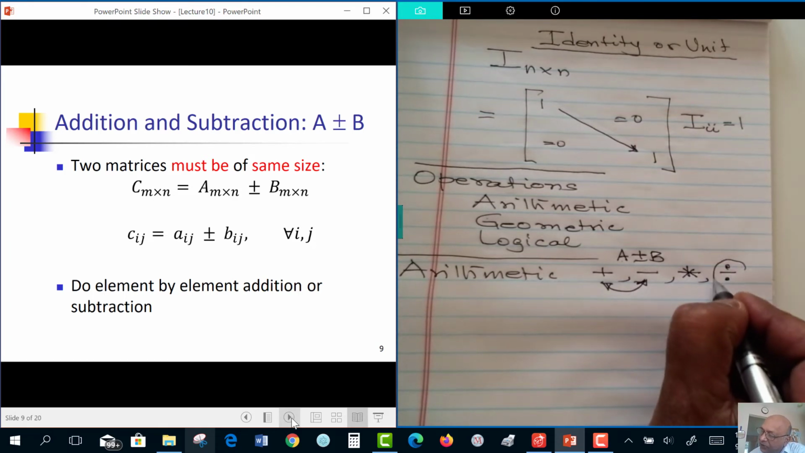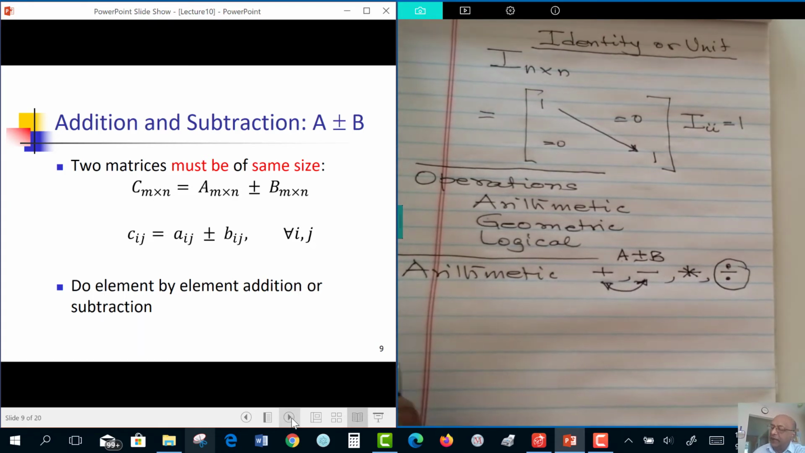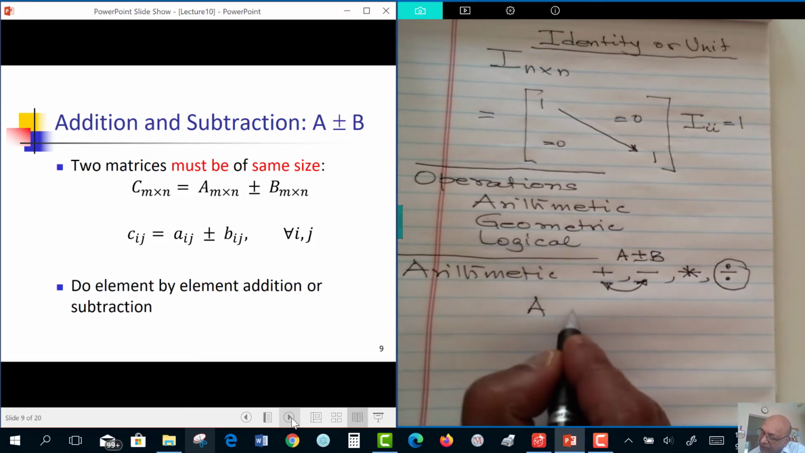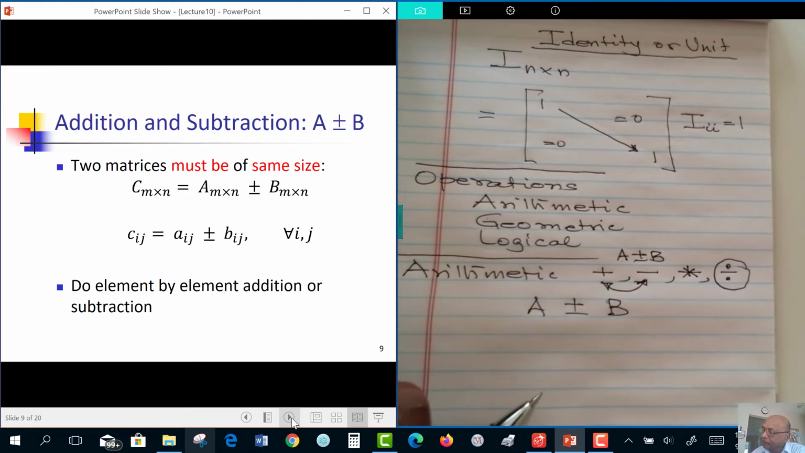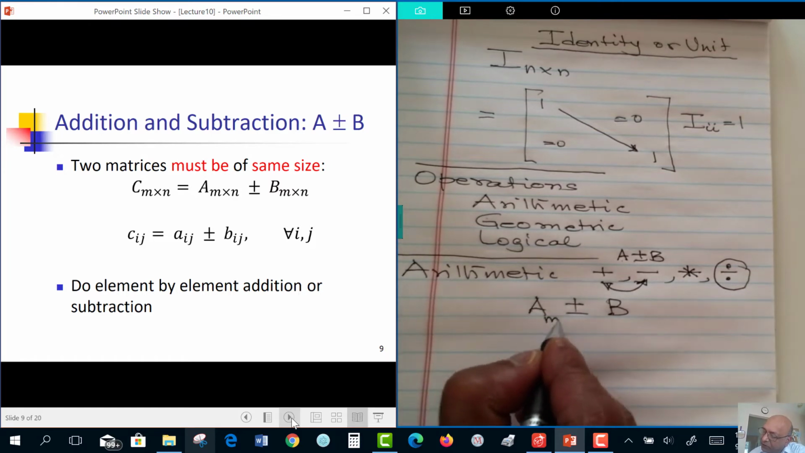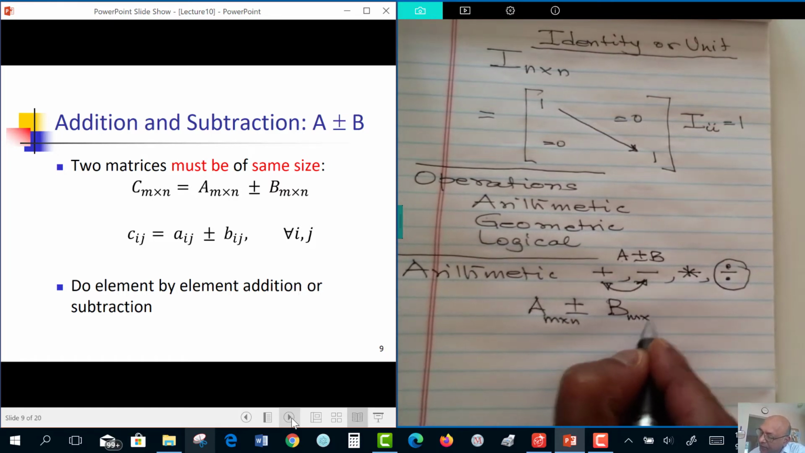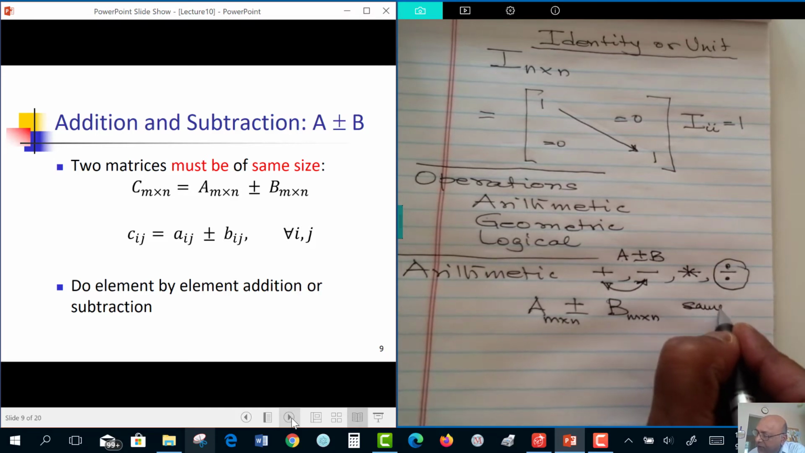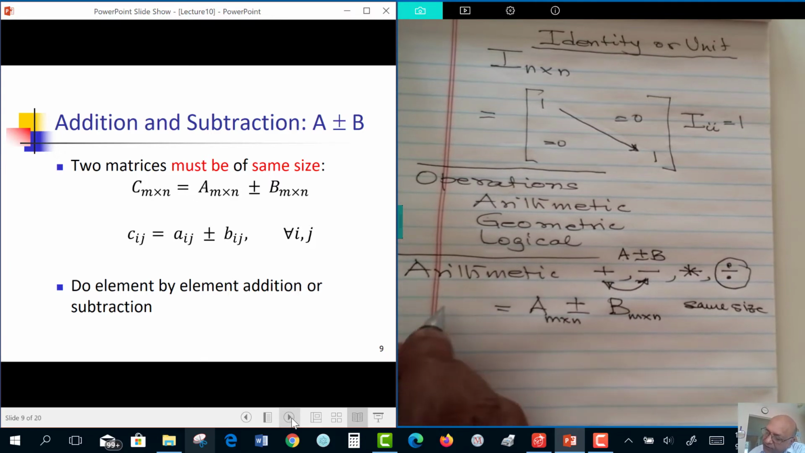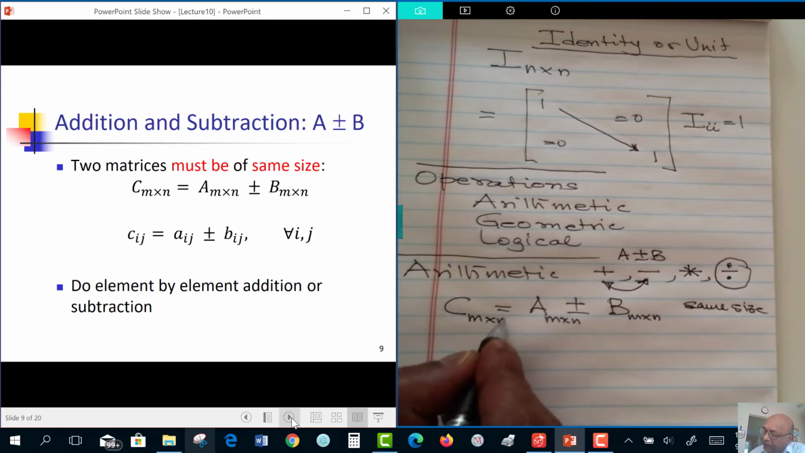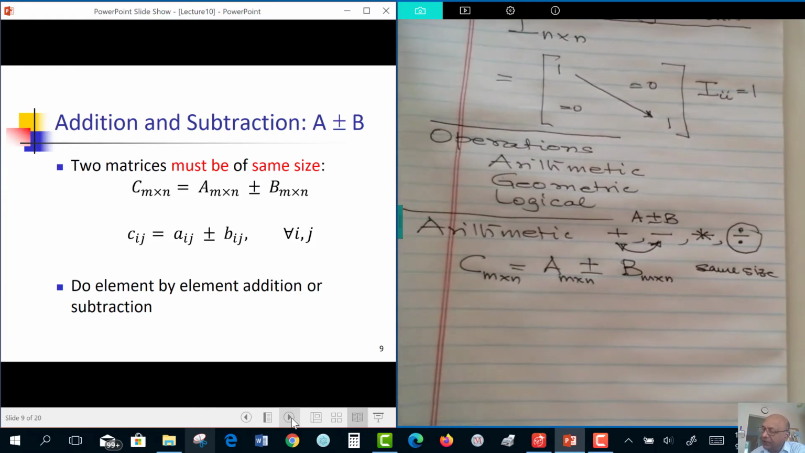We'll find out most of linear systems is about this idea of implementing something which is analogous to division. But suppose we have two matrices and we want to add or subtract one from the other. In order for us to do that, they must be the same size. They can be rectangular, but they must be of the same size. That's the key idea. And of course, the result would be of the same size as well. So it is very, very simple.